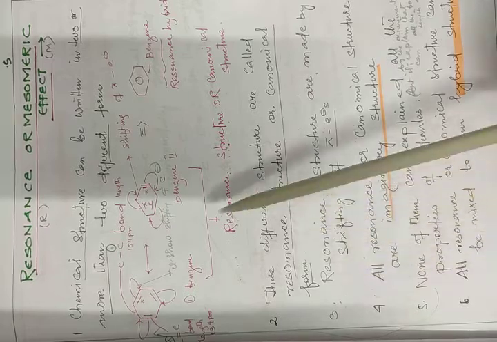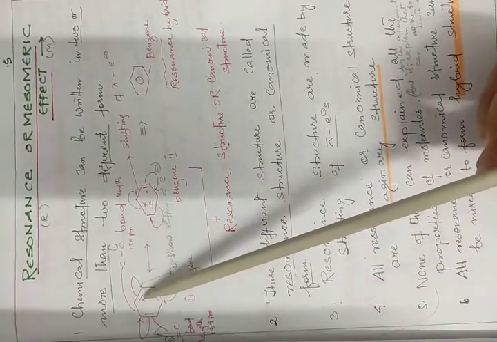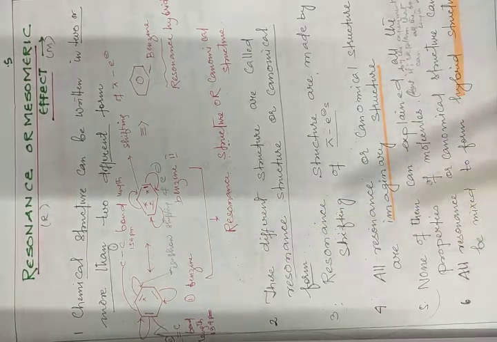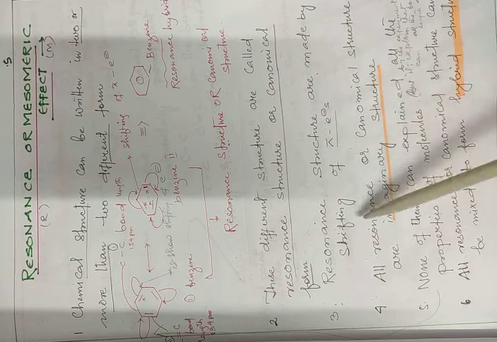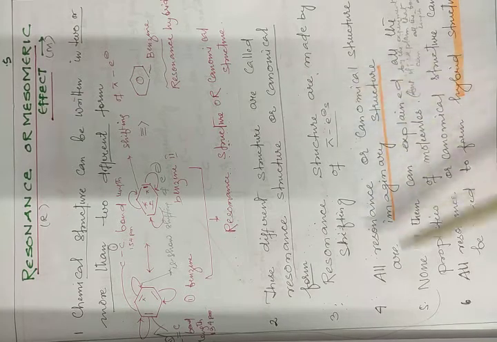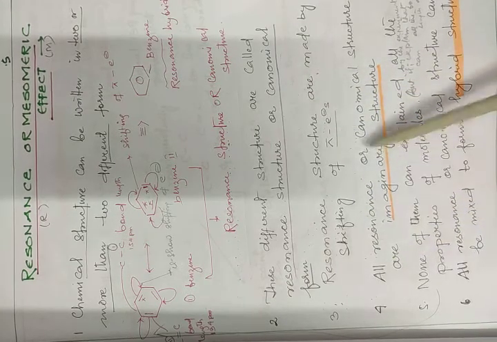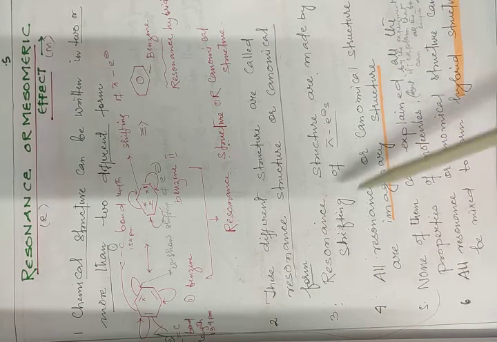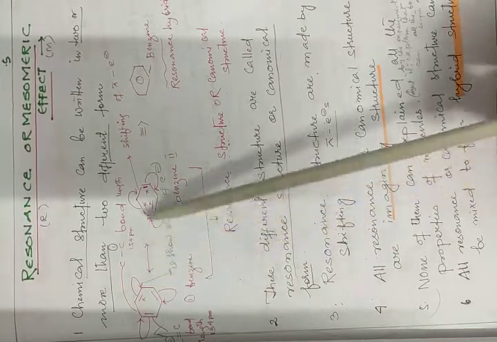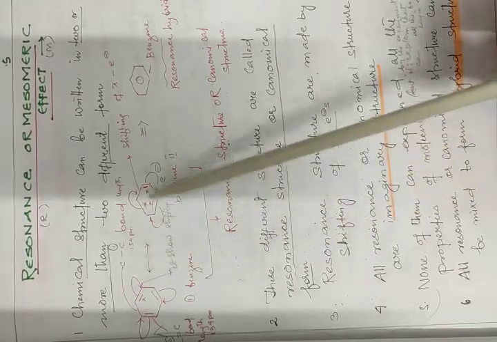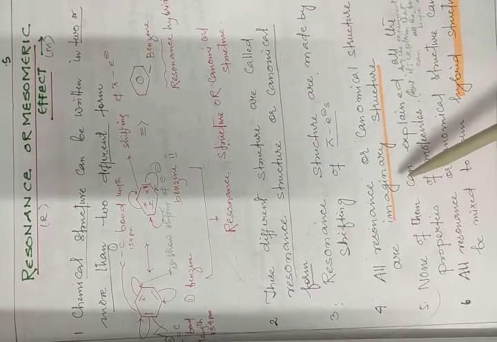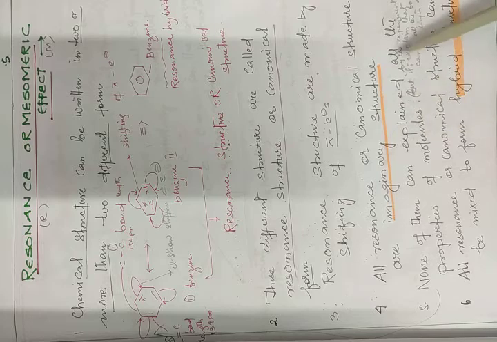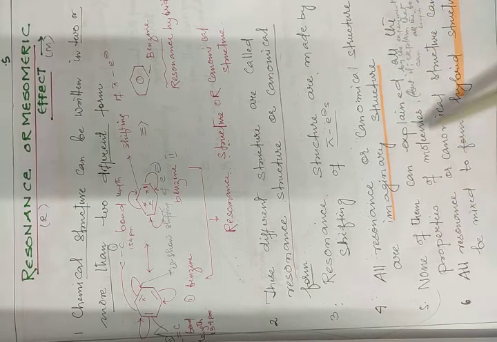Number 3: the pi electrons are shifted only in these carbons. So resonance structures are made by the shifting of pi electrons. Then number 4: all the resonance or canonical structures are imaginary structures. So if we rotate it like this, that is also an imaginary structure. Now, none of them can explain all the properties of the molecule.